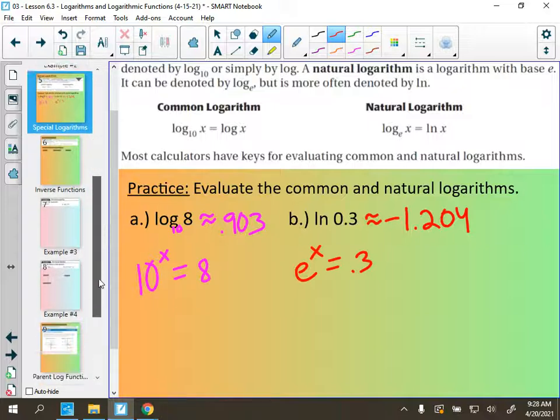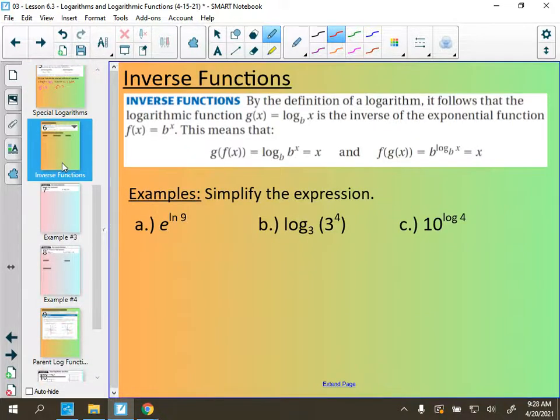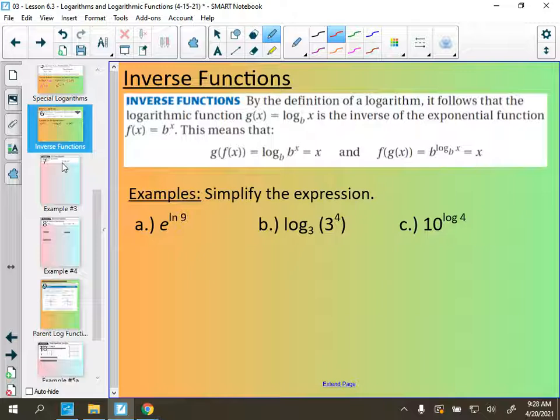We're doing okay. Inverse functions, right? Again, in the previous unit, we did stuff with inverses. I think at this point, hopefully, it's not a big shock or surprise that logarithms and exponential functions are inverses of each other.